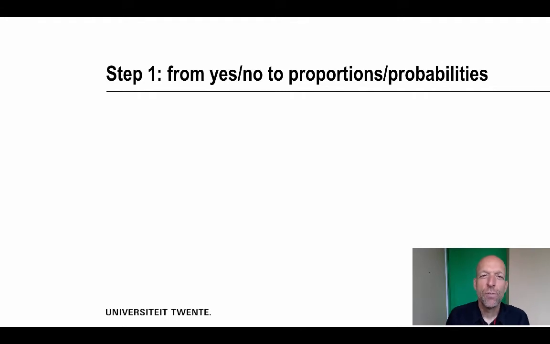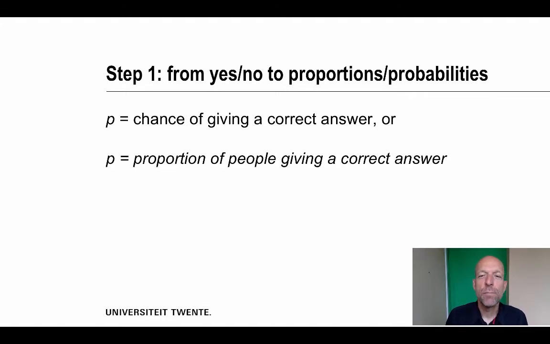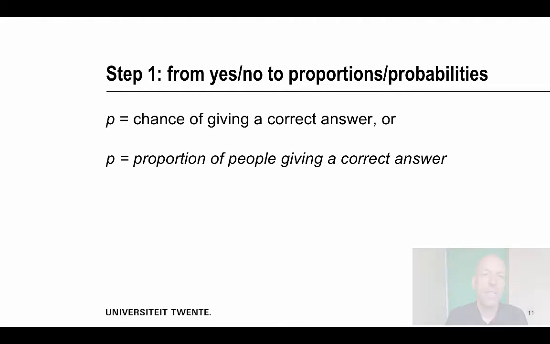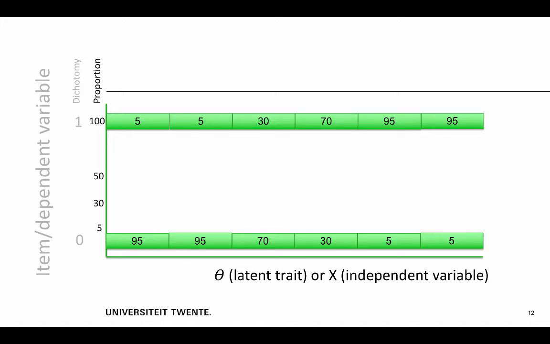So first from yes or no to proportions. So what's that first step look like? Well, P is the chance of giving a correct answer, or the proportion of people giving the correct answer, which is in most circumstances more or less the same thing. So I, at least in my head, mix the two up all the time. So suppose that we've got a latent trait here and an independent or dependent variable, then we can think of proportions of people giving 1 or 0 as the answer. So 5% of people give, say, yes here, or the correct answer, while 95% of the people at that position on the latent trait give the wrong answer. And we can do that for all groups.